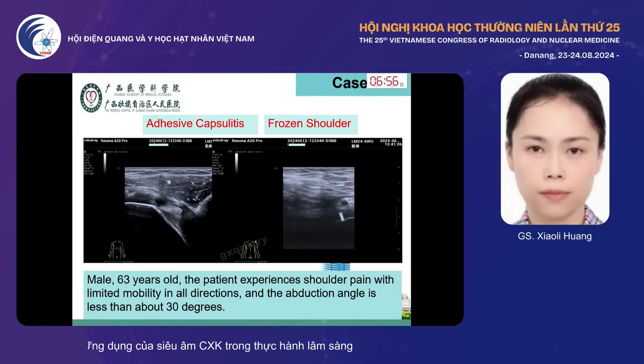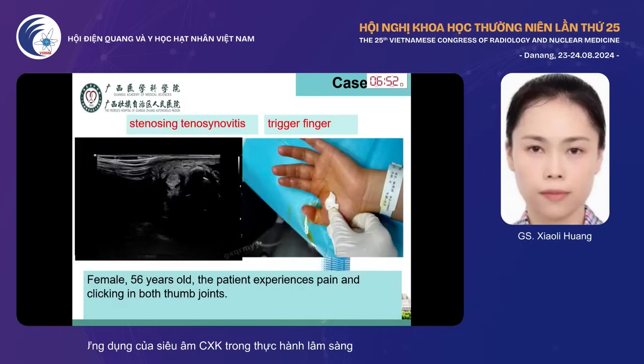Due to time constraints, I will skip the following case. Let's move on to case 6. Female, 56 years old. The patient experienced pain and clicking in both thumb joints. This is a physical examination video. The left thumb is more severe clinically than the right.